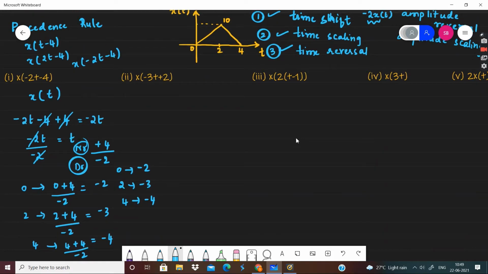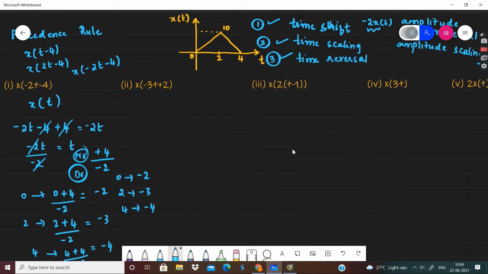The second one is the plot I have to find out for x of -3t plus 2. How can I convert -3t plus 2 into a value of t? In the numerator I will do -2, and in the denominator I will put -3. So the 2 and 2 terms will get cancelled out, and -3 and -3 will get cancelled out. You are remaining with t.